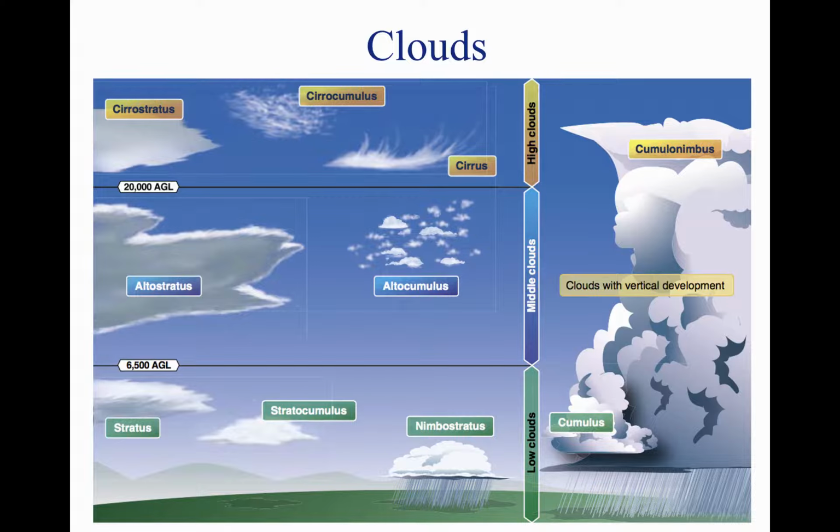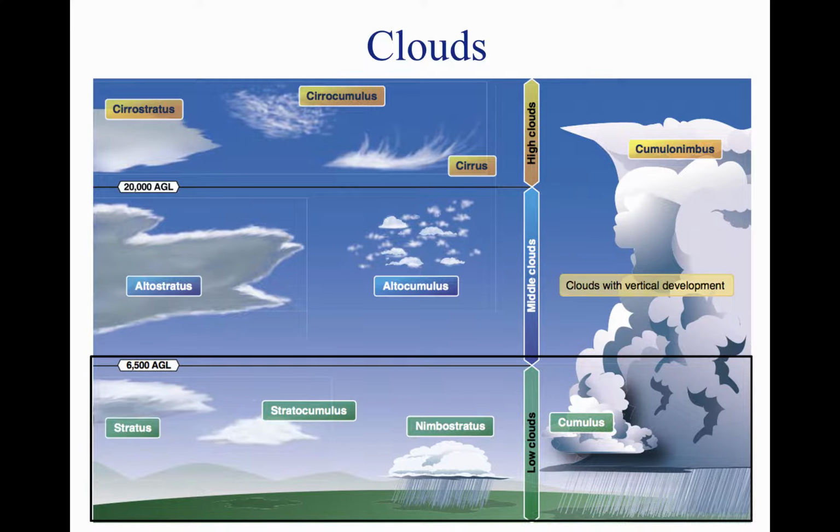Cloud type is determined by its height, shape, and behavior. They are classified according to the height of their bases as low, middle, or high clouds, as well as clouds with vertical development shown above.